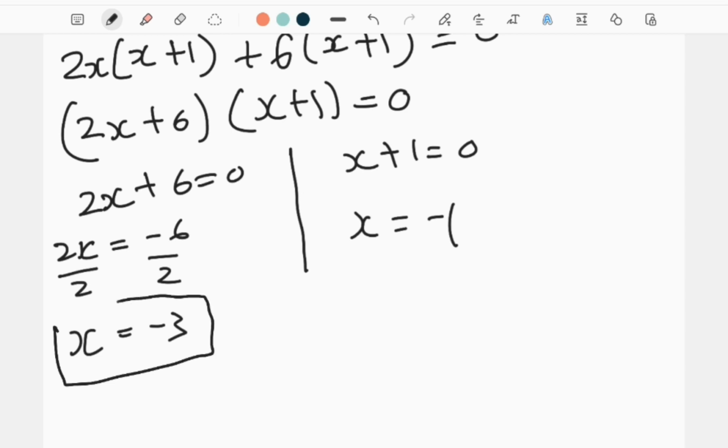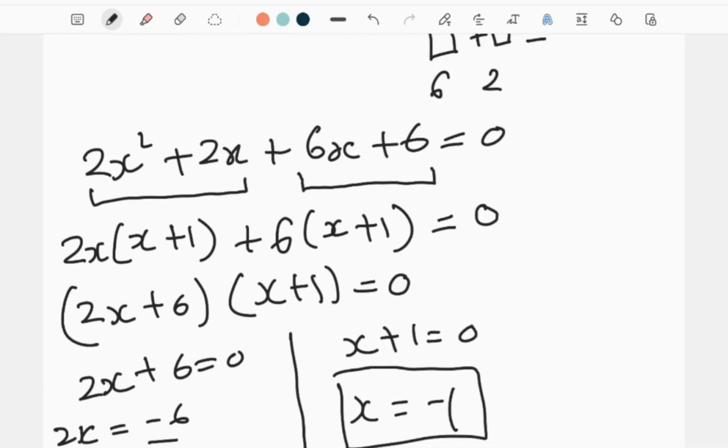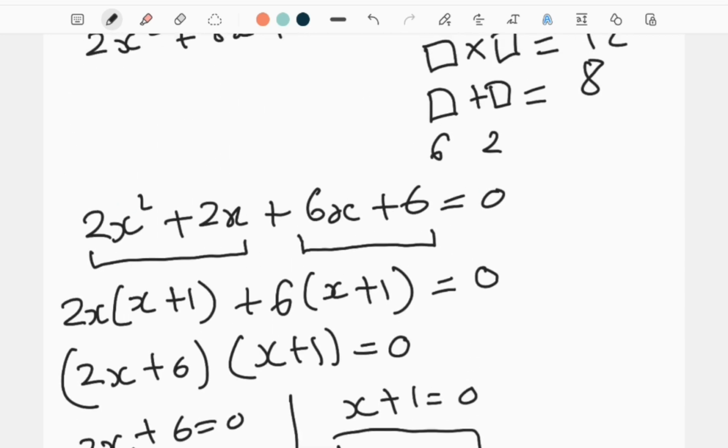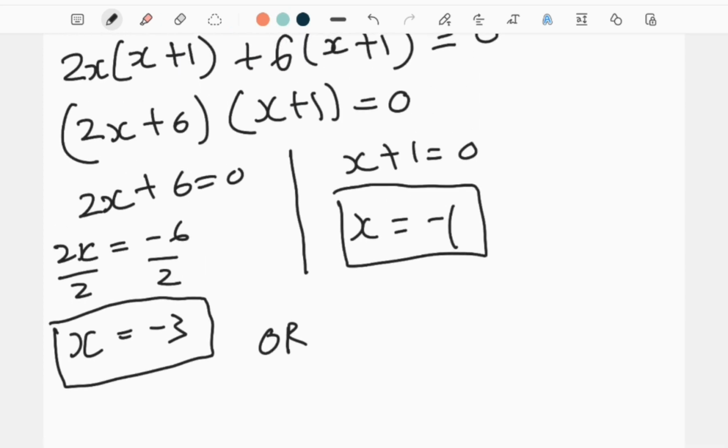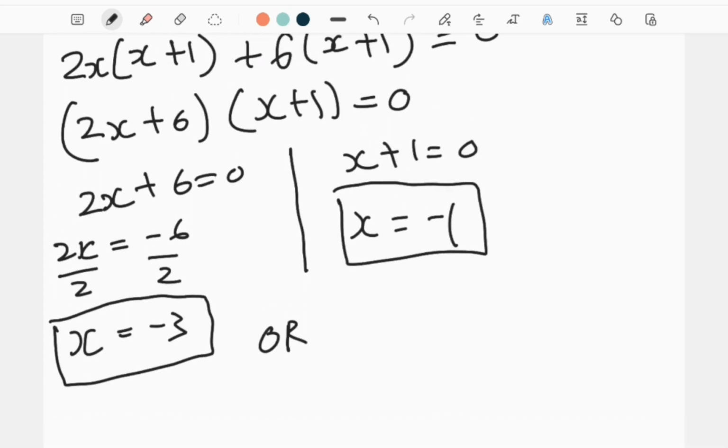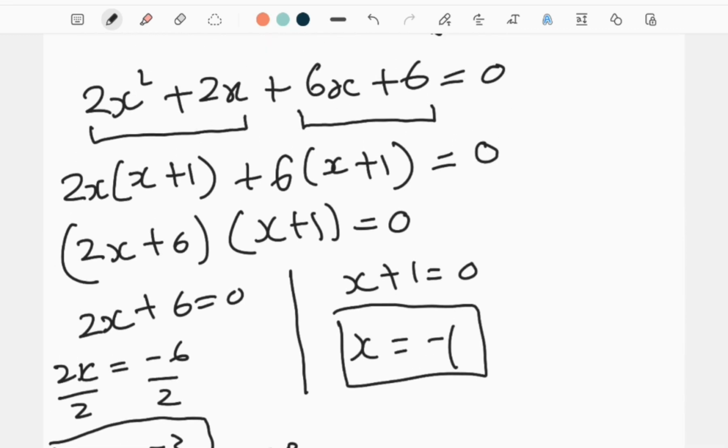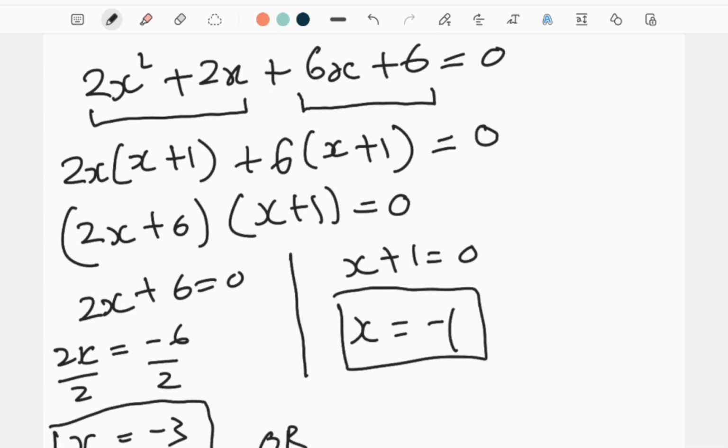So these are our two answers: x equals minus 3 or x equals minus 1. If you plug in either of these values into the equation, it would give you 0, and that's another way to check your answers. But we're just going to end it here. So that's how you factorize, or rather solve, a quadratic equation where a is bigger than 1.